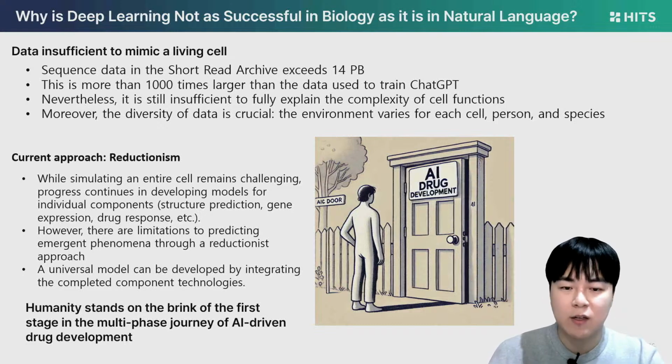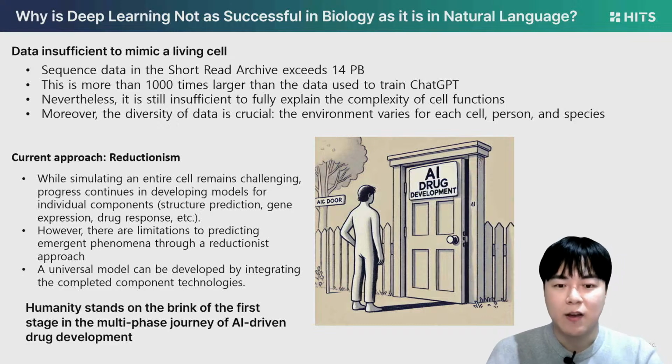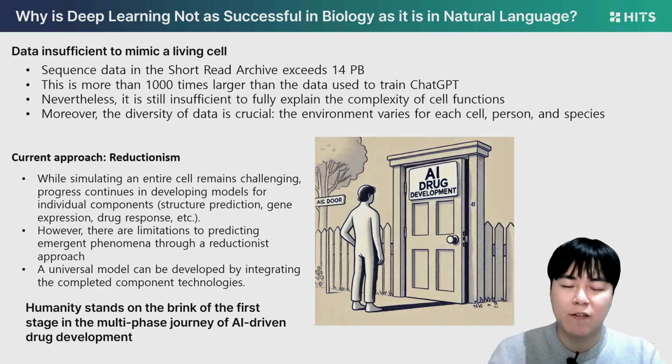And this approach has been partially successful, like AlphaFold, and AI models predicting cell responses continue to develop. However, a reductionist approach cannot fully simulate the new emergent phenomena created by the aggregate. To solve this, we need to well integrate the models completed for each element to create an integrated universal model. We haven't reached this goal yet, but the vision of the virtual cell presents the possibility of achieving this goal.